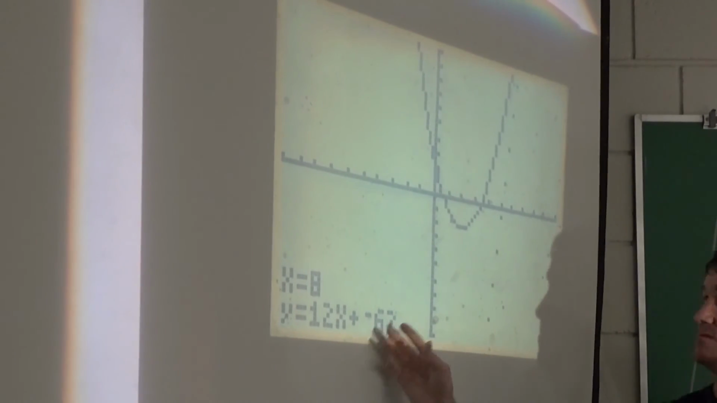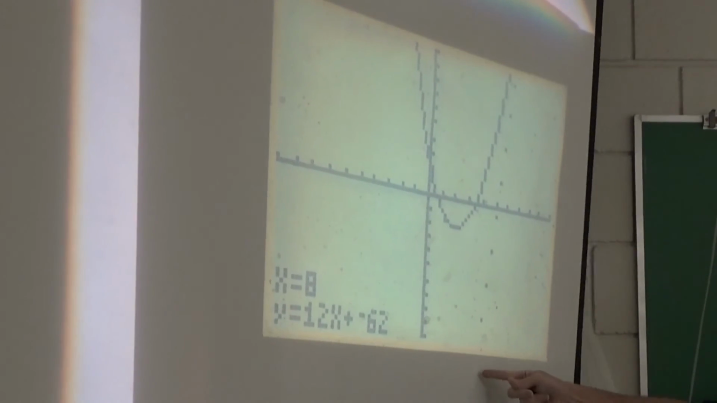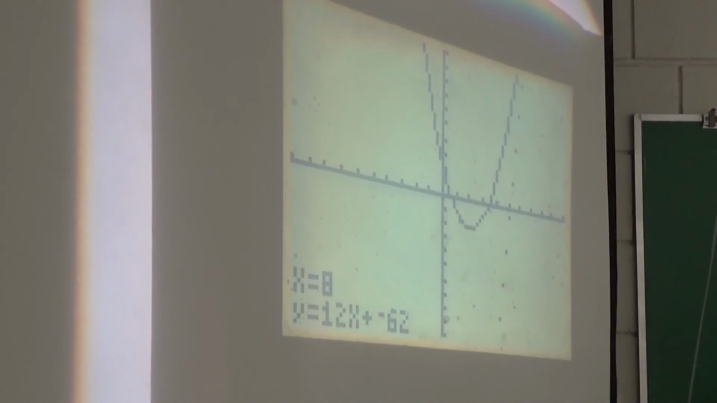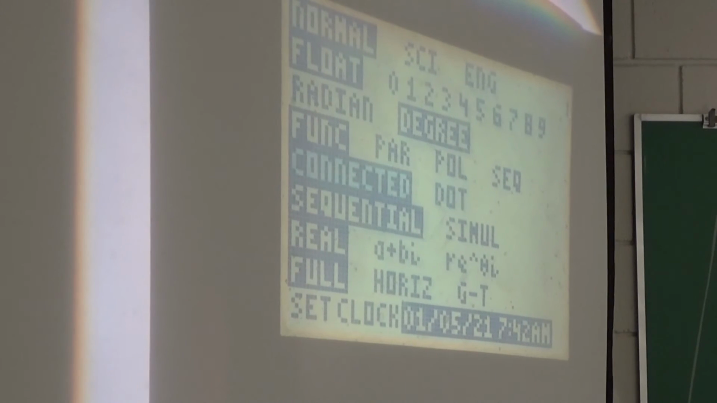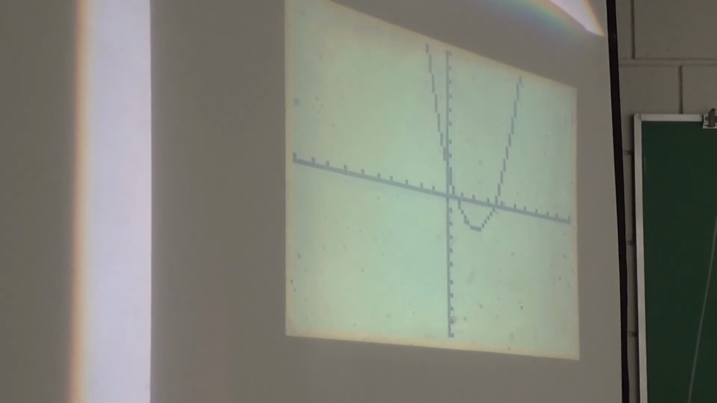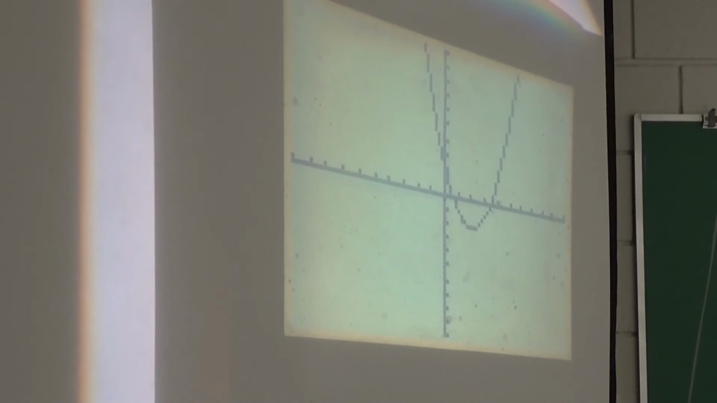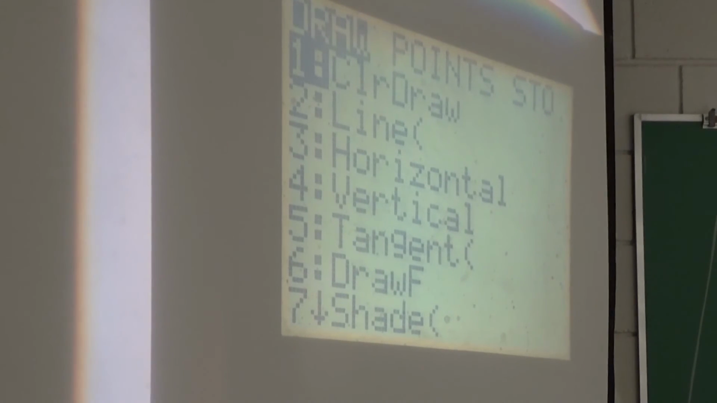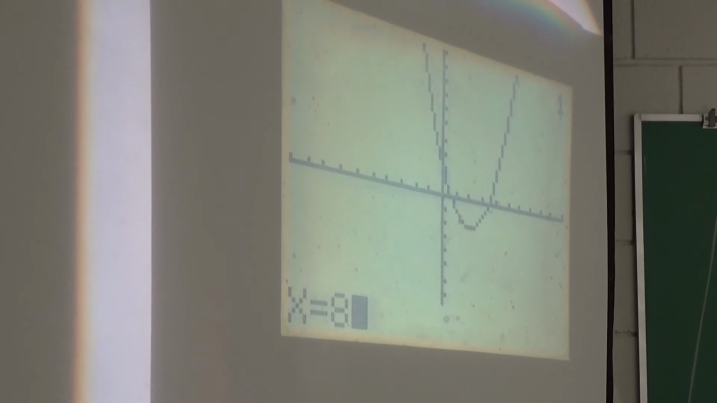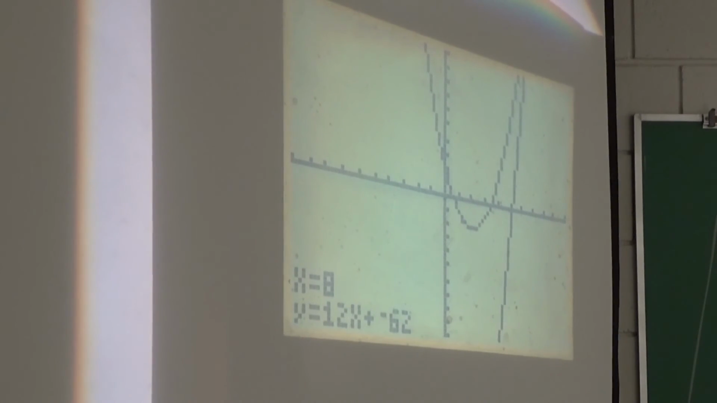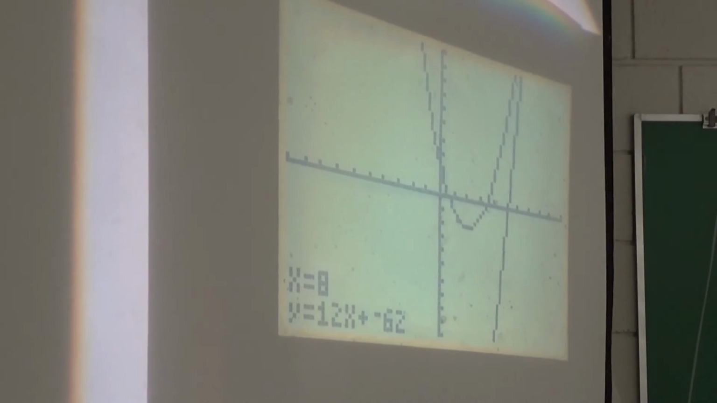There it is: 12x minus 62. And I want to see the line. It's kind of dotted. Oh, it's because I still have the dot mode on. Remember that? Let me get back to connected. Graph. Oh, I have to draw it again? That's messed up. Draw number 5. I'm going to do it at x equal to 8. It's kind of slanted. Isn't that cool?